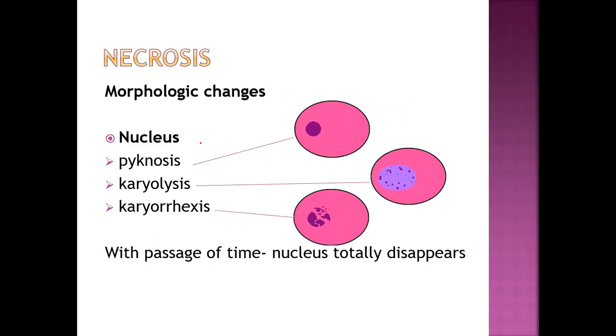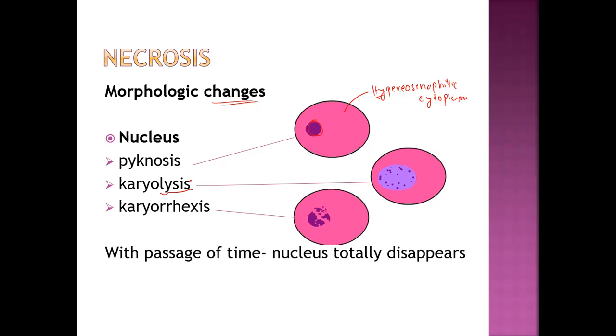Now, among the morphological changes in necrosis, I have come to another topic, that is the nucleus. In the nucleus, there can be three things. Either it can be pycnosis, meaning there will be condensation of chromatin and hypereosinophilic cytoplasm. The next point is karyolysis.